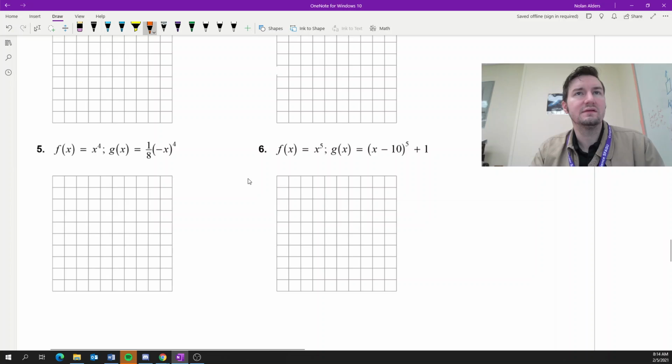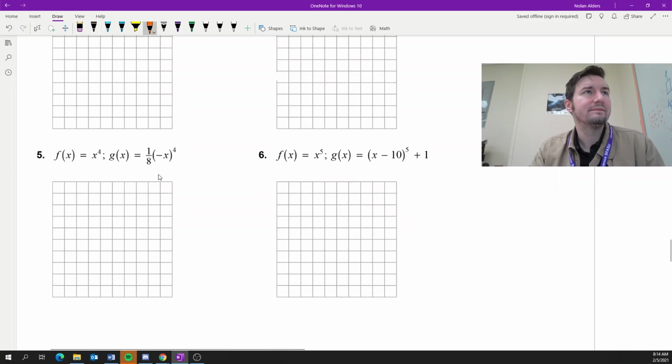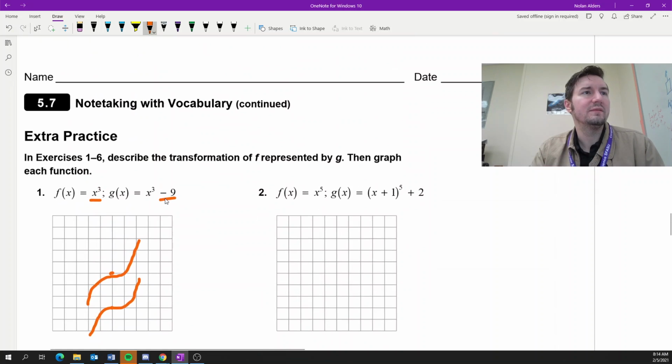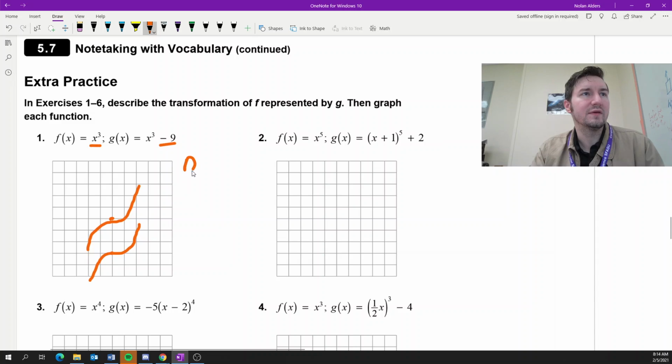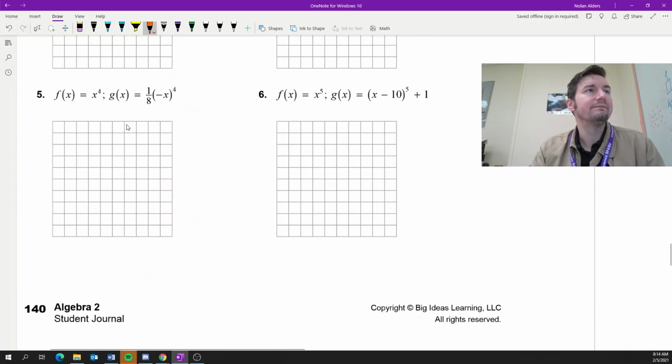Actually, let's find one that's maybe a little more difficult. Let's work number 6. And number 6 looks pretty easy too. Let's do number 5. 5 looks more interesting. So, does it say to describe? Okay, so we went down 9, by the way, over on this one. This is down 9. Okay, let's do number 5.